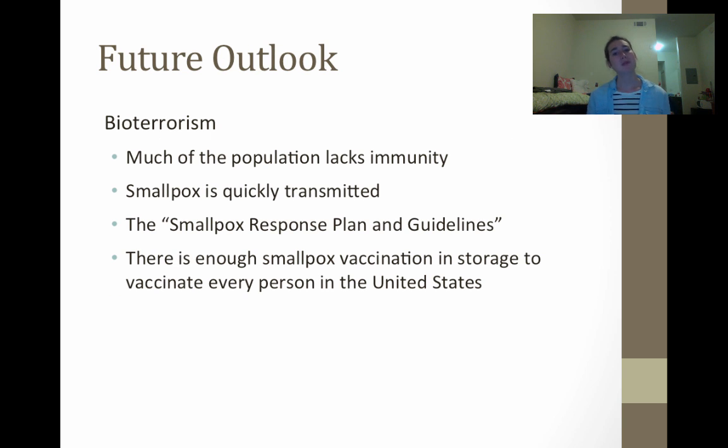So one big threat that comes along with smallpox is bioterrorism, because it has been eradicated and much of the population now lacks immunity to it, it could become a very big threat if it were to be released again. Smallpox is very quickly transmitted, so in case of an epidemic, the CDC came up with the Smallpox Response Plan and Guidelines, and they also manufactured enough vaccine so that every person in the United States could be vaccinated in case of an emergency.